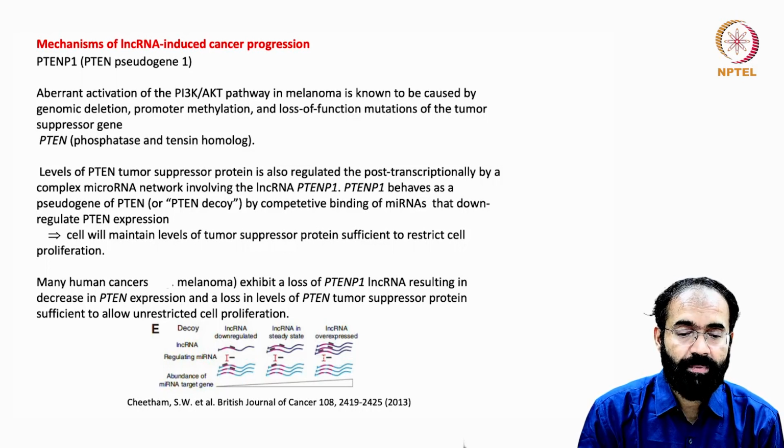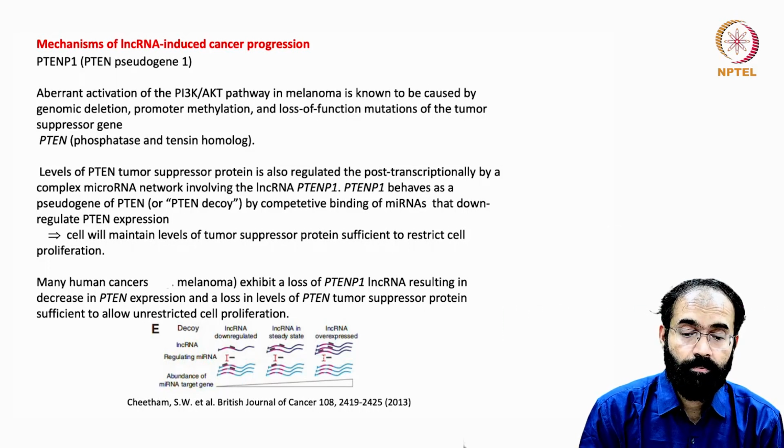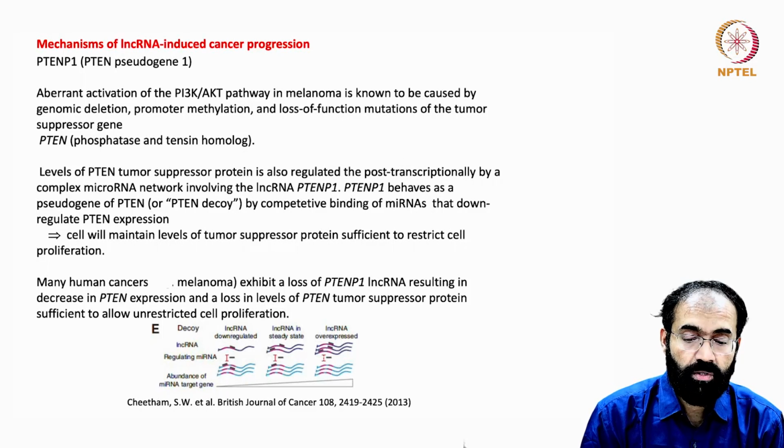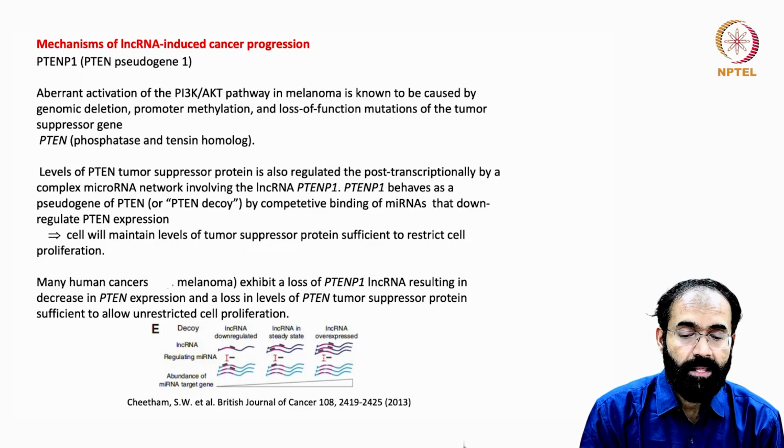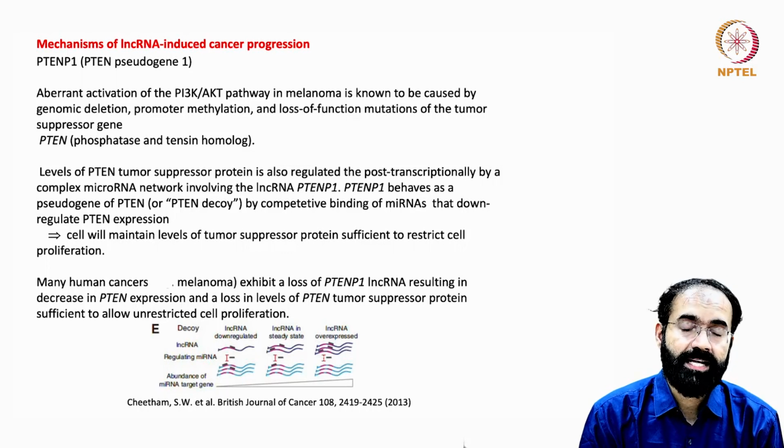The levels of PTEN tumor suppressor protein are also regulated post-transcriptionally, by a complex microRNA network involving the long non-coding RNA PTENP1. Its name is PTEN pseudogene 1. PTENP1 behaves as a pseudogene of PTEN, or we can also call it a PTEN decoy.